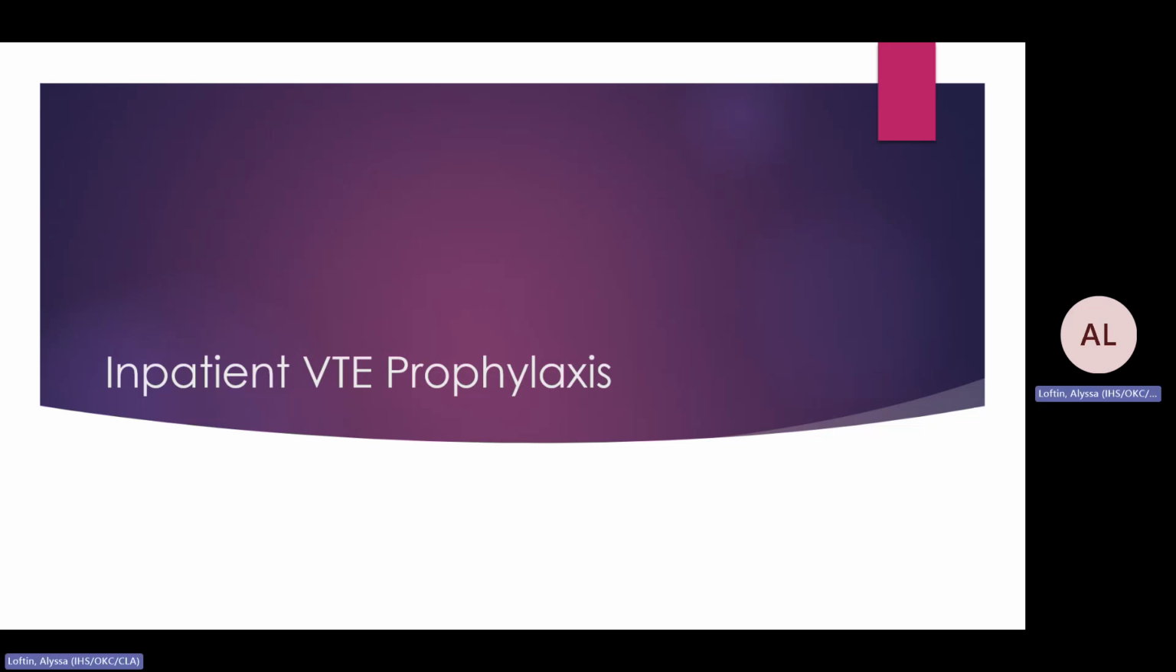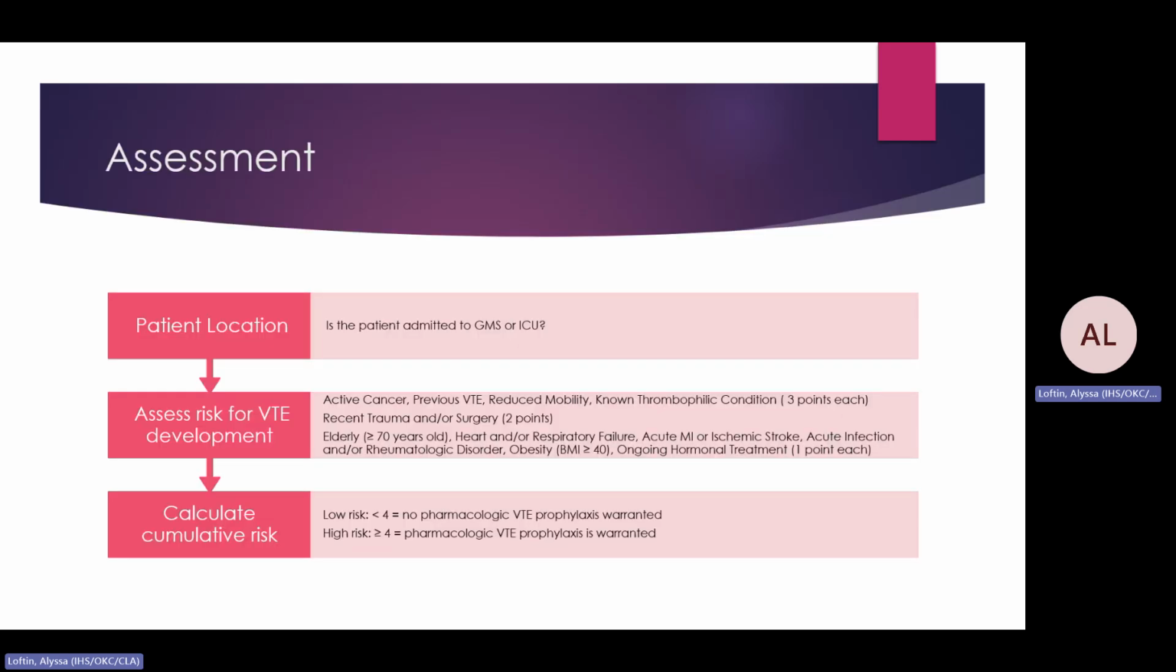So now we're going to go through our VTE prophylaxis algorithms that we use here at Claremore. So first up is the inpatient one. First we want to assess the patient, their location. Are they in GMS or ICU? And then we want to assess their risk for VTE development.